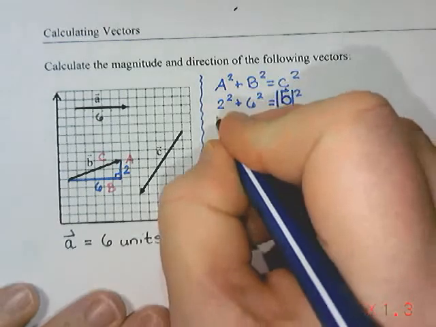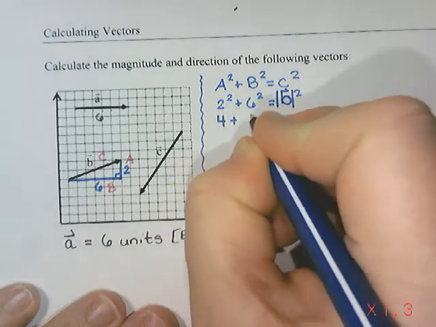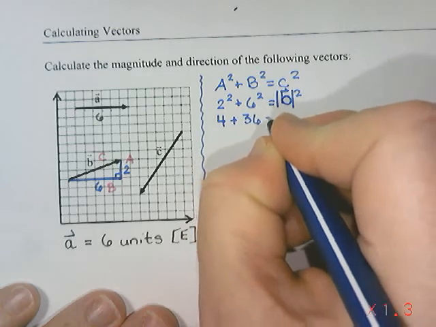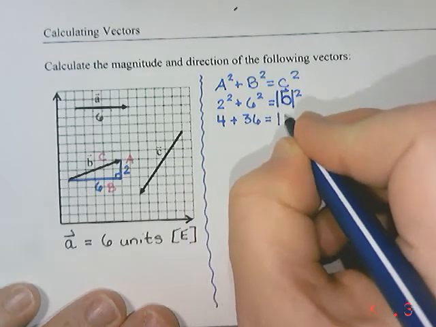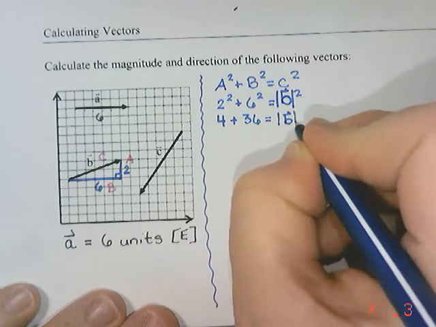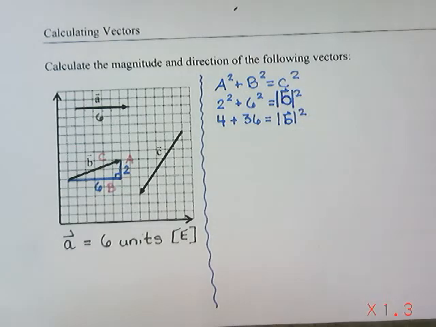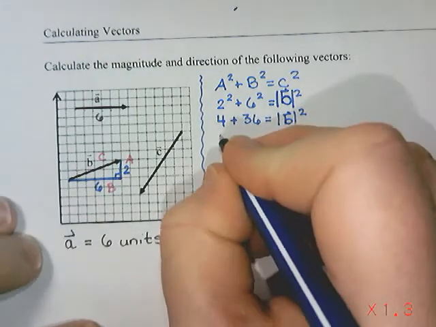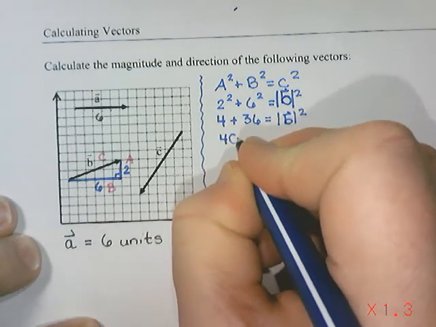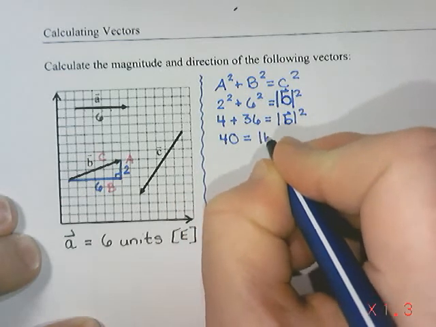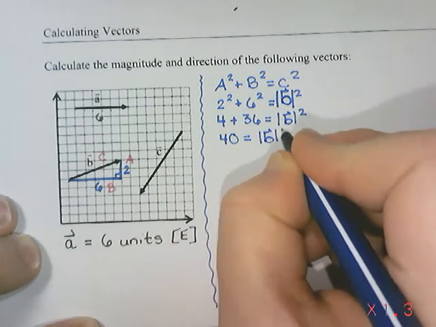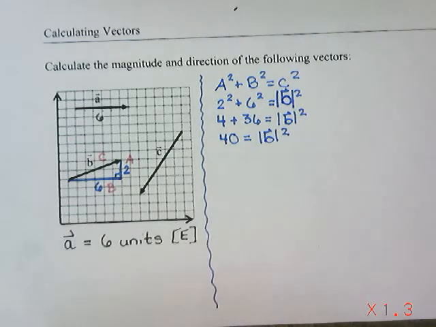Okay, 2 squared is 4. 6 squared is 36. And then that's the magnitude of B squared. That's just notation. And then I'm going to add 36 and 4. So 36 plus 4 is 40. That's the magnitude of B squared. Now, depending on the question, I might leave it. Sorry, we haven't done the next step yet.